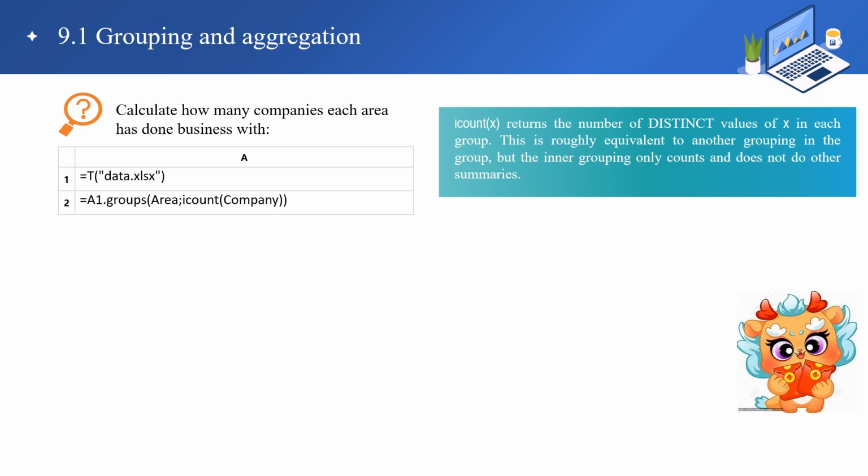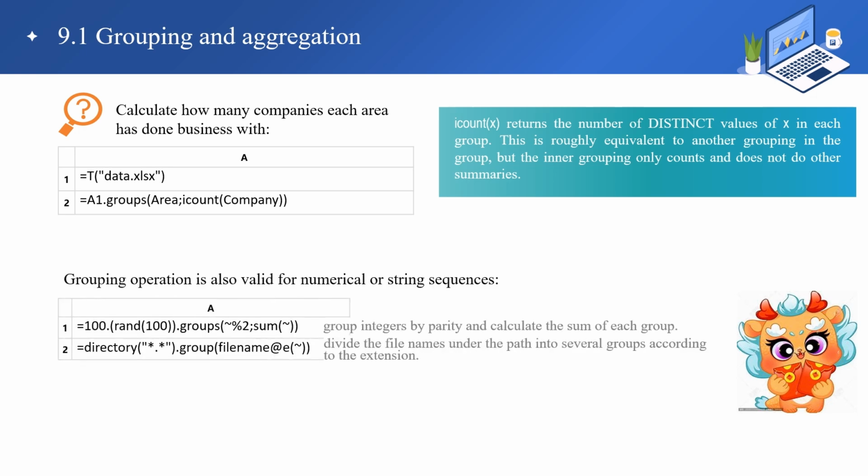In addition, grouping operation is not only valid for structured data, but also for numerical or string sequences. A1 will group integers by parity and calculate the sum of each group. A2 divides the file names under the path into several groups according to the extension. However, grouping for sequences is relatively uncommon, so we talk about this operation in the structured data section.